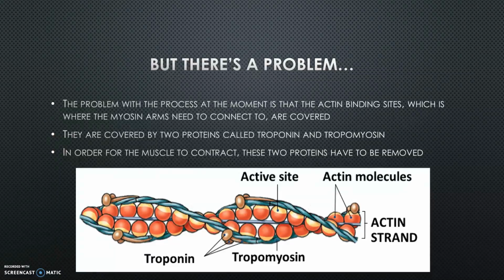actin isn't ready. And this is because the actin has binding sites on it, which is where the myosin arms need to connect to. And these binding sites are actually covered by two proteins. As we can see on the screen, they have a tropomyosin protein, which is a string-like thinner protein, which is partnered by troponin, which is a smaller round protein. And in order for the muscle to contract, we have to move these two proteins so that the myosin arms can connect to the actin binding sites.